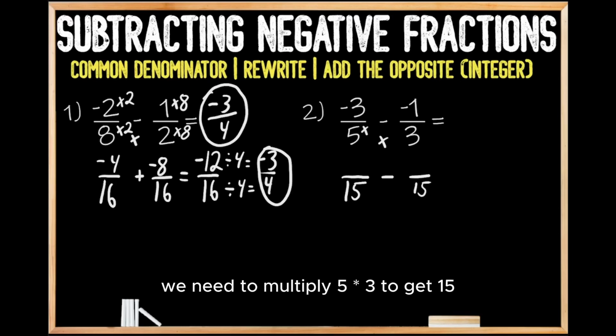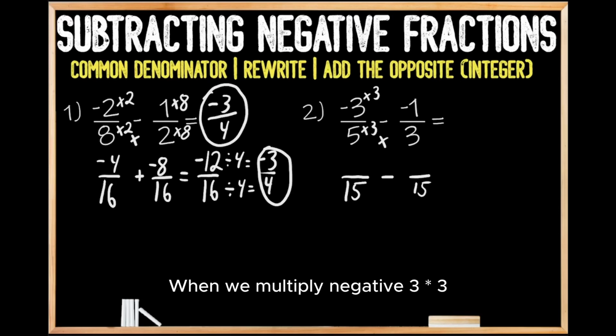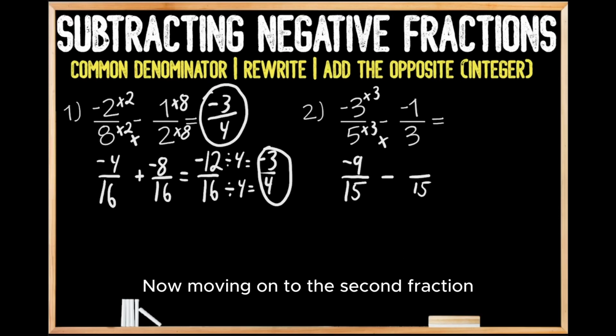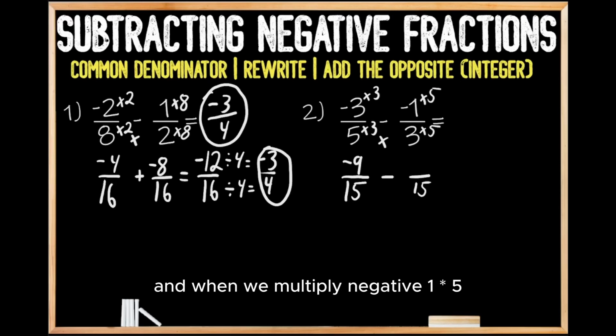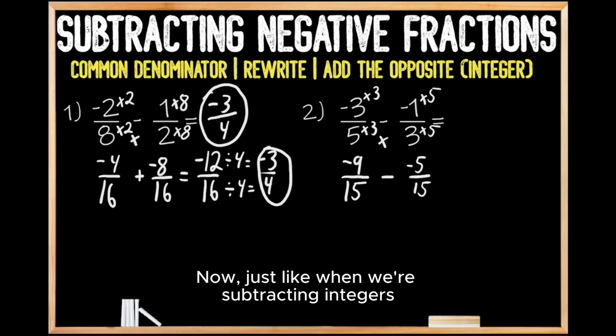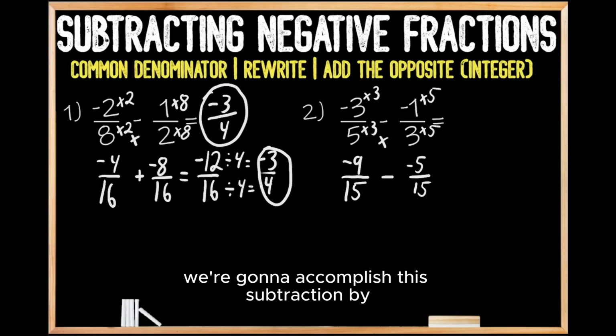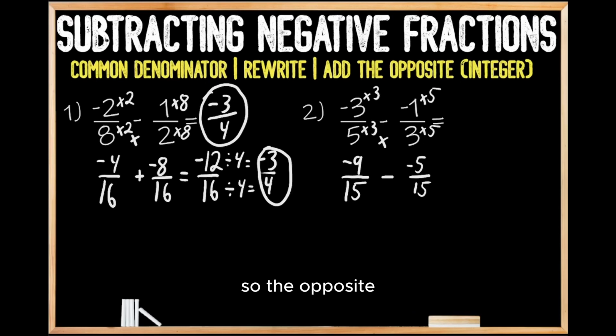For the first fraction, we needed to multiply 5 times 3 to get 15, so we're going to do the same thing to our numerator up top. When we multiply negative 3 times 3, we get negative 9. Now moving on to the second fraction, we had to multiply the denominator of 3 by 5 in order to get 15, so we're going to do the same thing to our numerator up top. And when we multiply negative 1 times 5, we get negative 5. Now, just like when we're subtracting integers, we're going to accomplish this subtraction by adding the opposite. So the opposite of negative 5/15 is going to be 5/15.